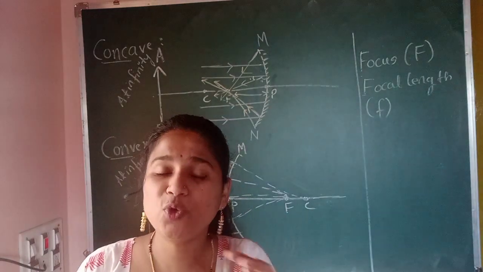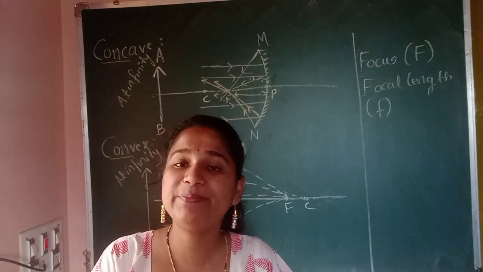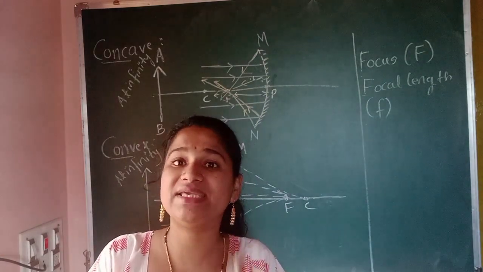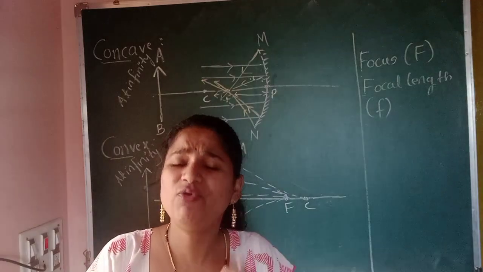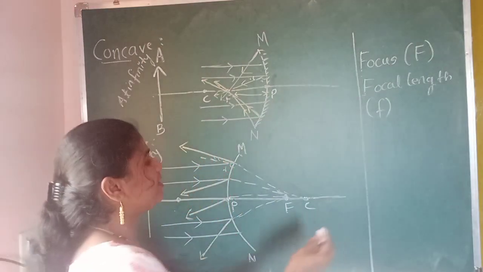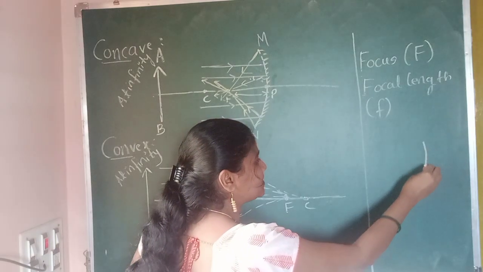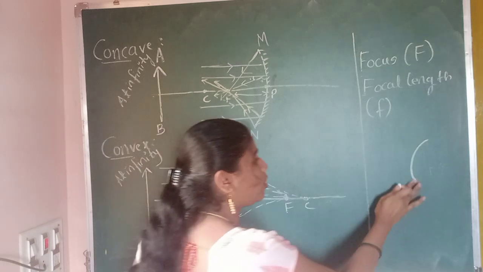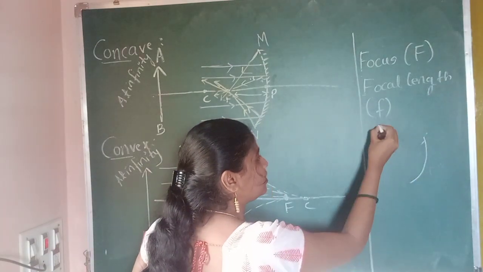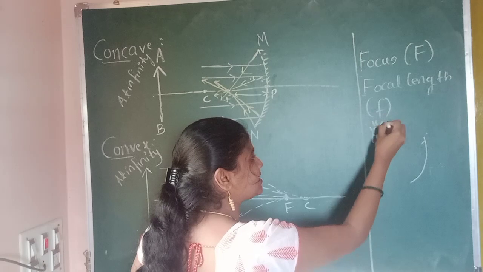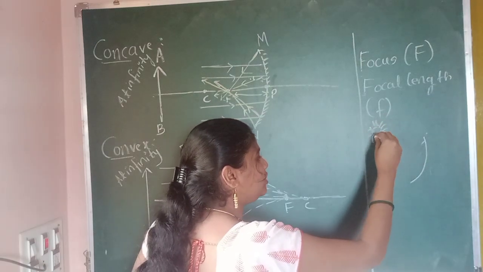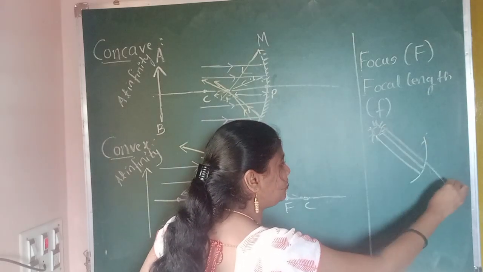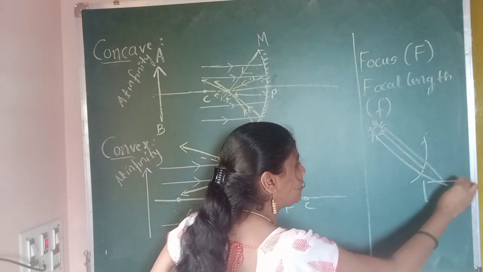After a few minutes, what happened? You can see the paper will burn with smoke. After a few minutes, the paper will ignite and catch fire. What is all this? When a concave mirror is focused on the sun's rays, all the sun rays fall on it and converge at a particular point on the paper.